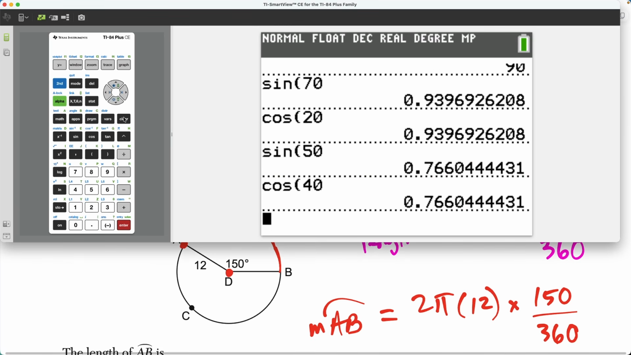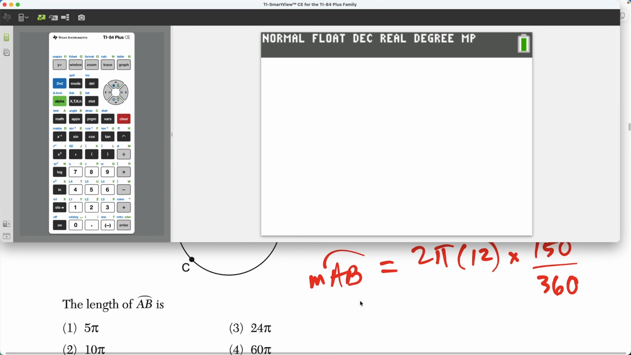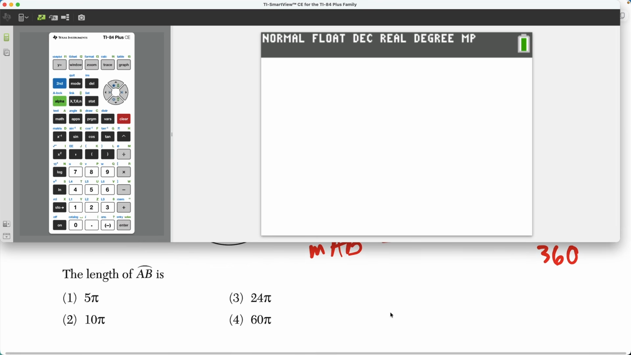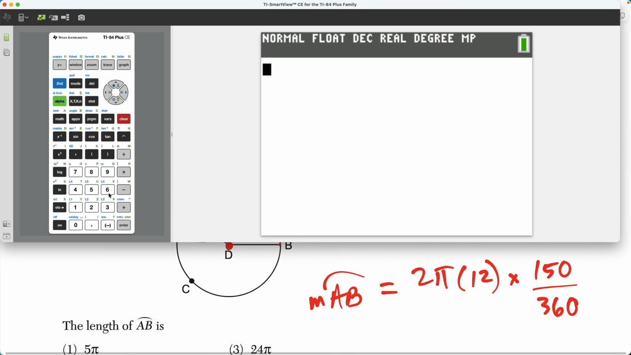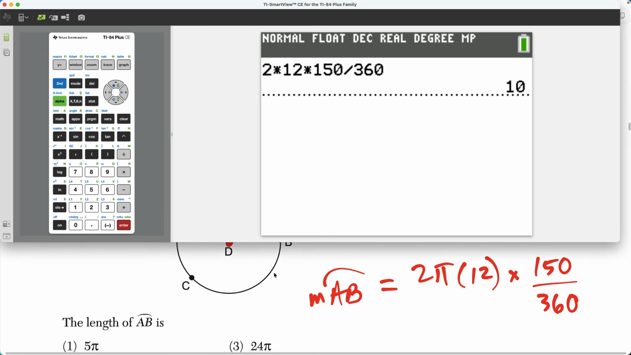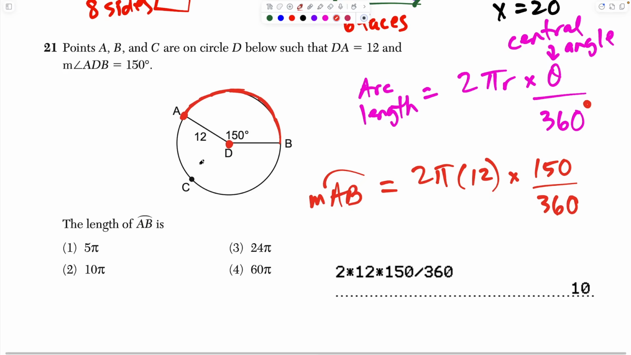So we could sit here and do the math by hand, but this is much easier if we just type everything in. Now, the pi is attached to the answer. So when I multiply this stuff out in the calculator, I'm not including the pi. I'll just tag it along at the end. So 2 times 12, ignoring the pi, and then times, not plus, so times 150 over 360. Okay, so we do this, and we get 10. So 10 pi is our answer. So once again, all of these numbers simplify to 10, but the pi is attached. So the measure of arc AB is 10 pi, choice 2.